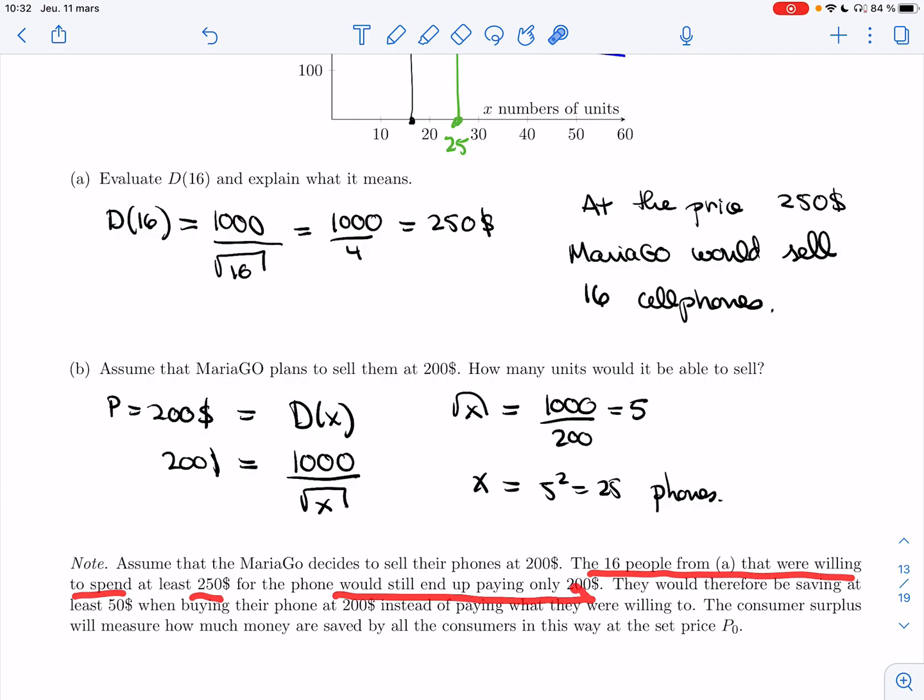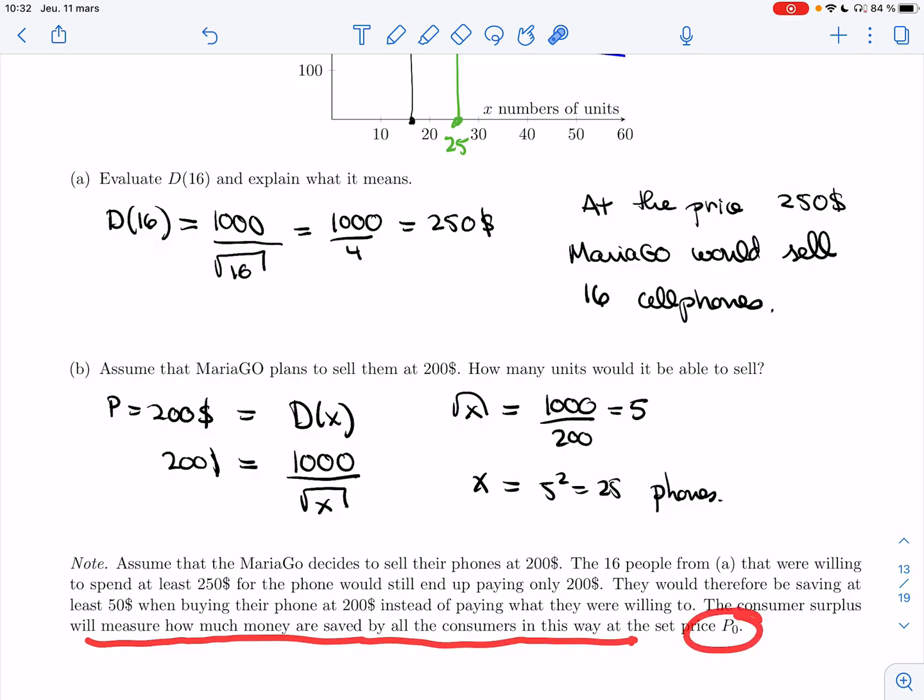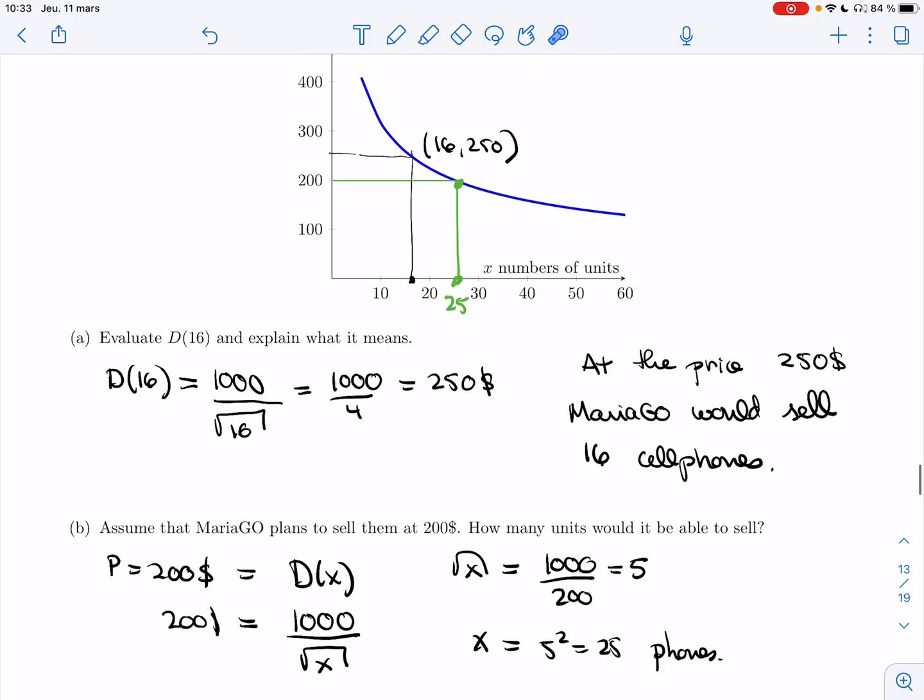We're assuming one set price for everybody. They would therefore be saving at least $50 when buying their phones at $200 instead of paying what they were willing to. All right, so the consumer surplus will actually measure how much money is saved by all the consumers in this way at a set price. All right, so once Mariago sets a price for their phone, they're selling it to some consumers at a price much lower than the consumers were willing to pay. So consumers are actually saving money, and we want to measure how much money the consumers are saving.